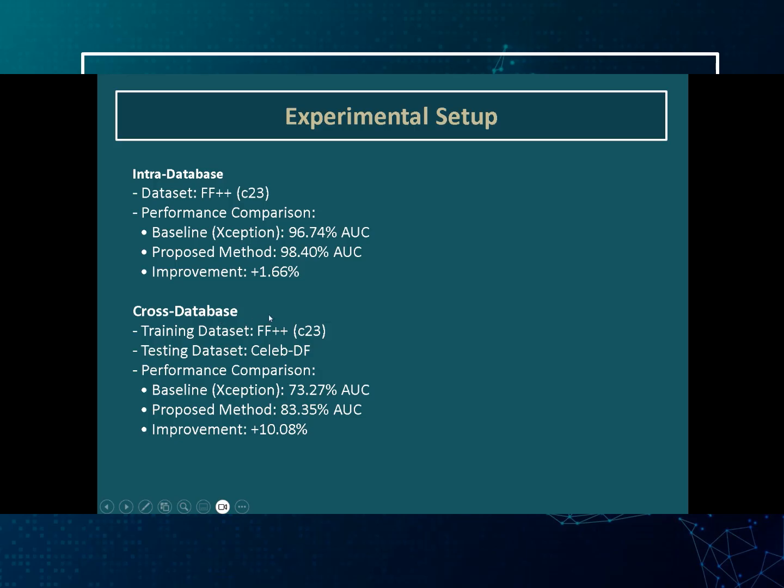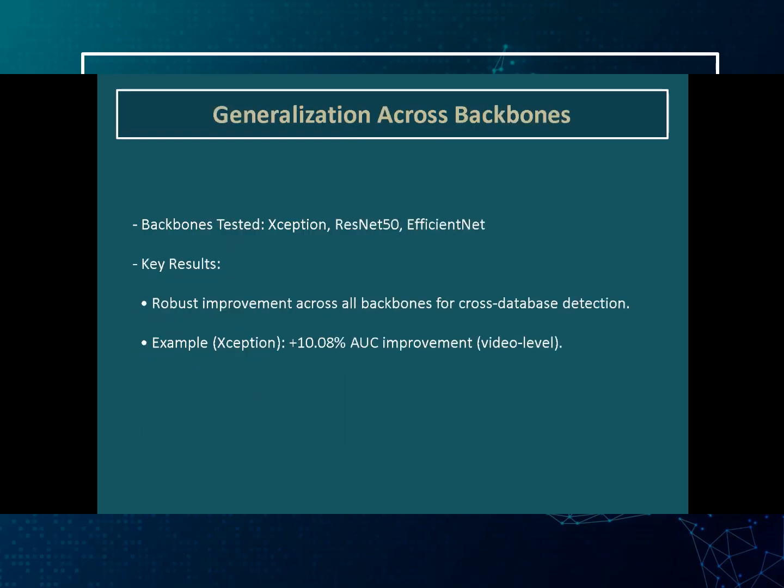And for the cross-database, for the training they have used FaceForensics, but for the testing they use the Celeb-DF dataset. And on the cross-database, compared with the baseline Xception, they are getting a 10.08% improvement, in percentage points. So they are showing the generalization as well.